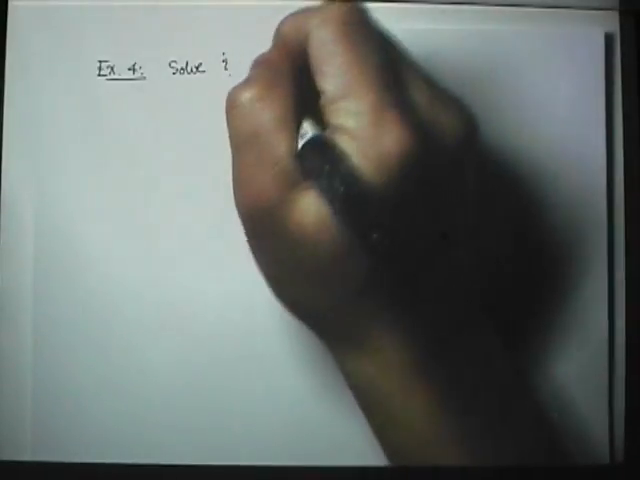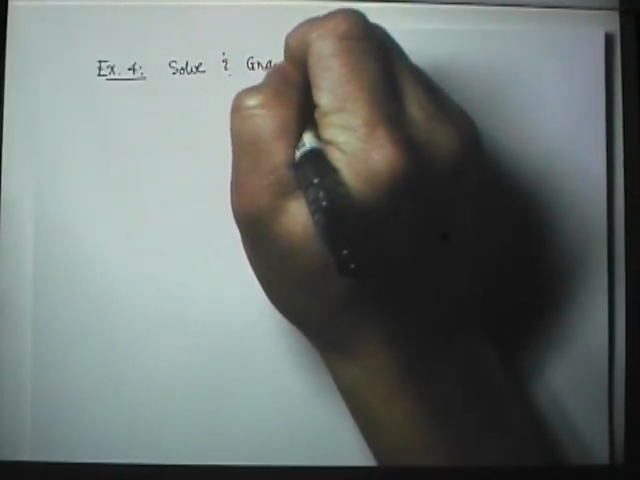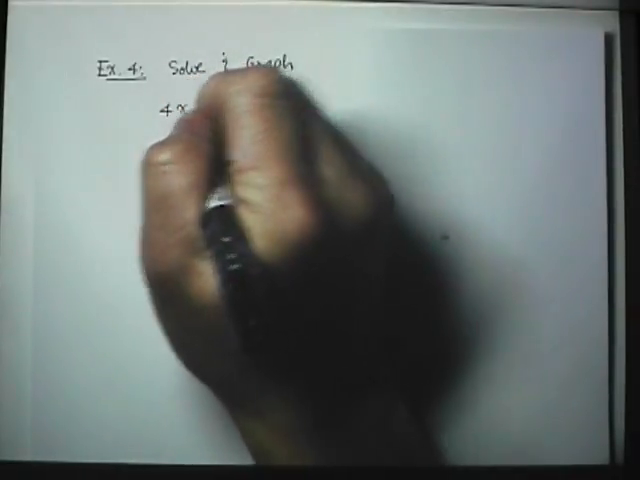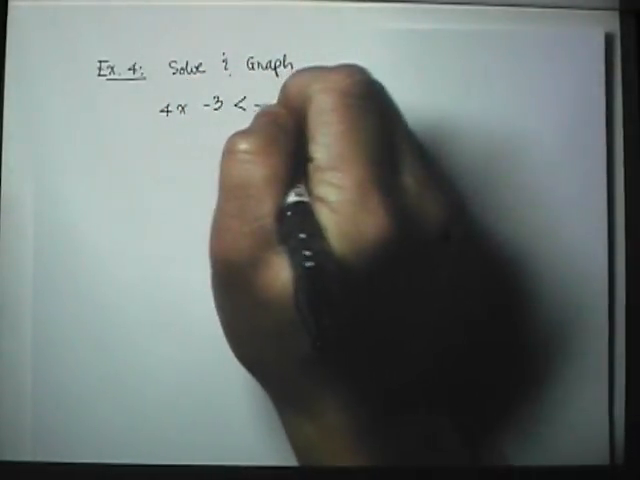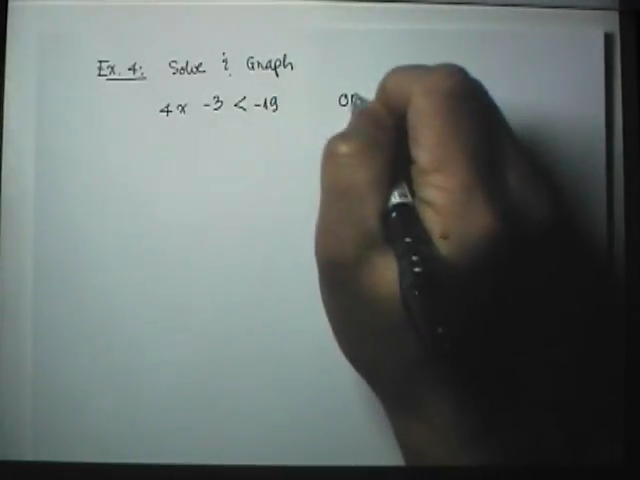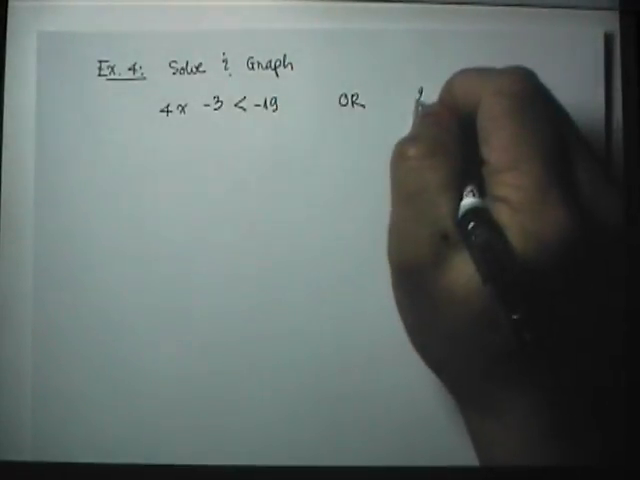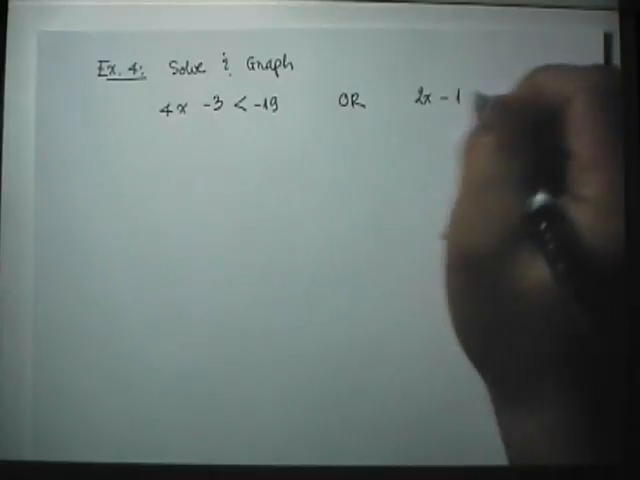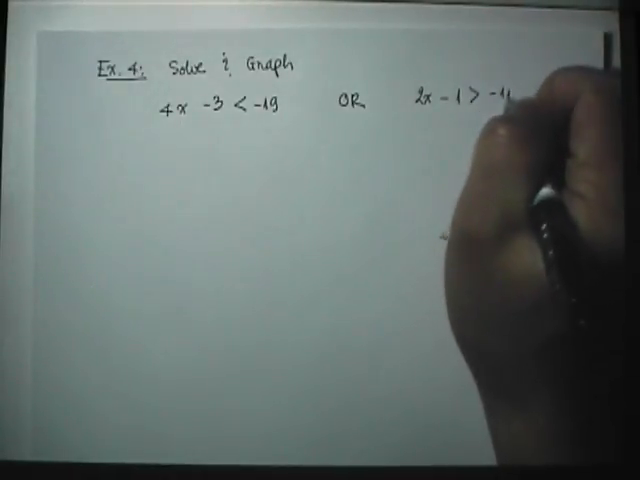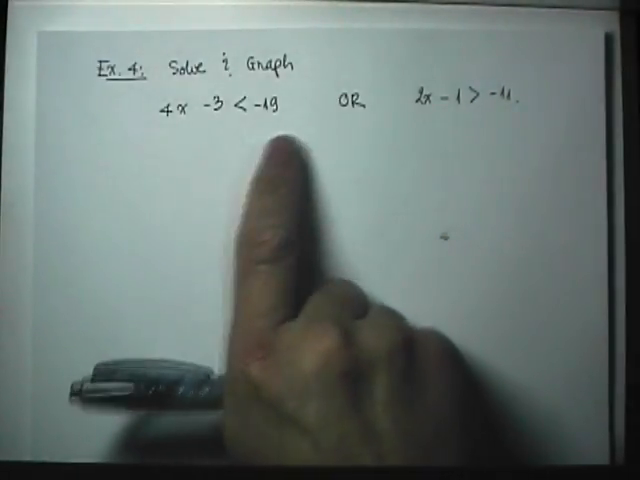Now, by the way, the title for the example is solve and graph. And the inequality here I have is 4x minus 3 less than negative 19, or 2x minus 1 greater than negative 11. So now, pay a little more attention here.